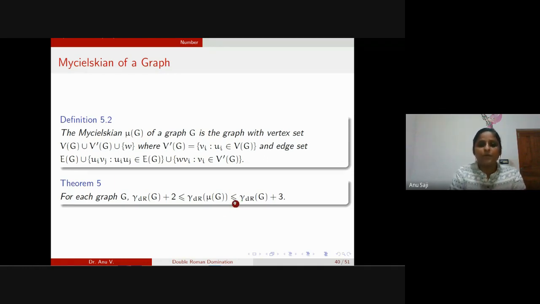So the upper bound is very trivial, but to prove the lower bound is very difficult. And there are graphs which attain the upper bound and the lower bound. For example, P2. For P2, γdr is equal to 3. What is the Mycielskian of P2? The Mycielskian of P2.